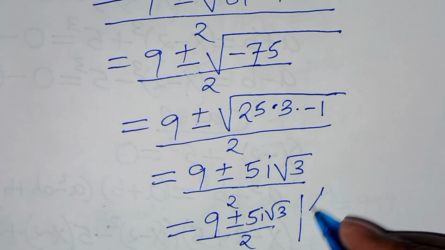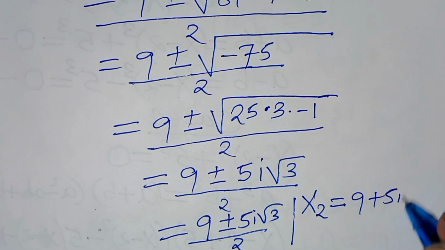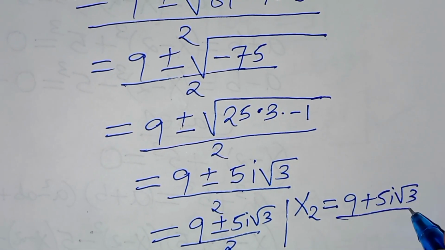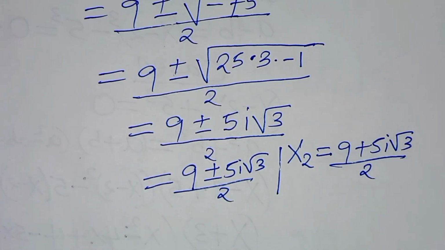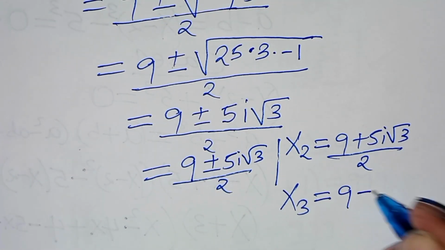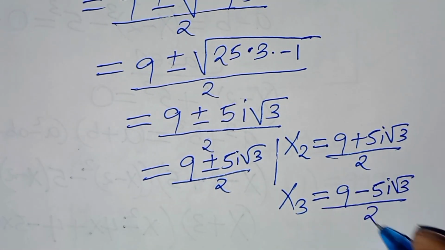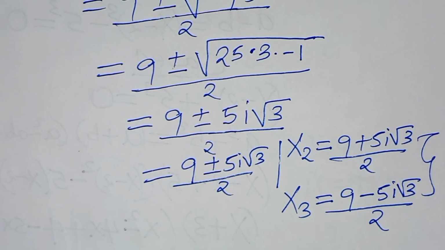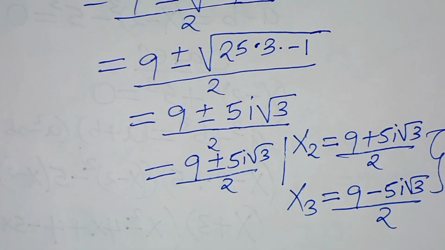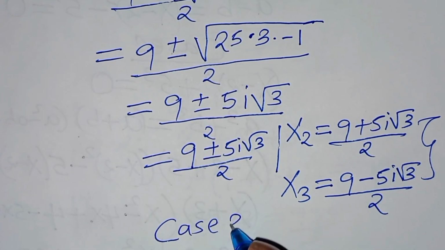So this implies that x2 is equal to 9 plus 5i square root of 3 divided by 2. And then we have x3. This is the same thing as 9 subtract 5i square root of 3 divided by 2. So these are two complex solutions that we have for case 1. So let's proceed to case 2 here.